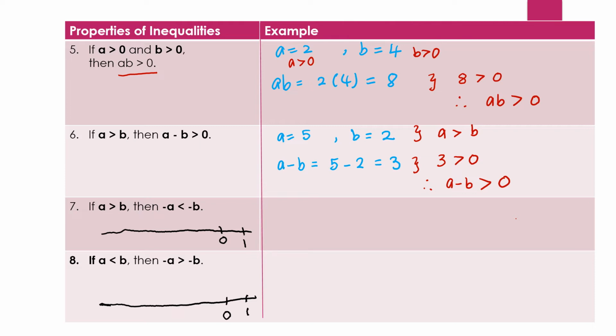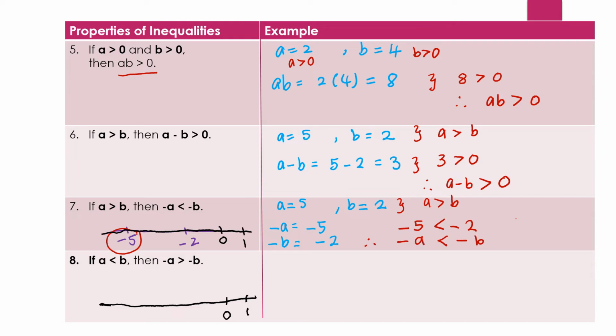For property number 7, I have A greater than B. So again, I will use A equals 5 and B equals 2. Negative A will give me negative 5. Negative B will give me negative 2. So from my first line, A is definitely greater than B. What about -5 and -2? I try to draw it on my number line. So on my number line, smaller number on the left, -5 is smaller, so -5, -2. Since -5 is on the left, this will definitely be smaller, so -5 is smaller than -2. Therefore, the conclusion can be written as -A is less than -B. So what we can say is, when we negate a number, the symbol will also change.